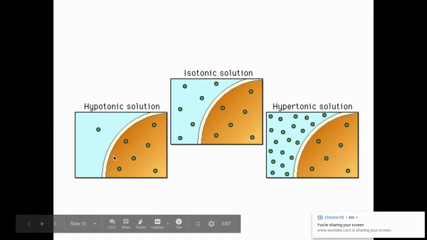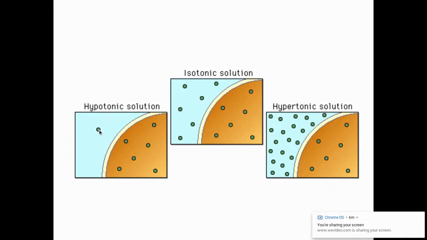All right, here are some pictures. Hypotonic solution, remember there's low solute. See, there's only one, let's say, sugar molecule. So high concentration of water here, low concentration of water here. The water is going to rush in, hypo, so big, so it's going to get really big.